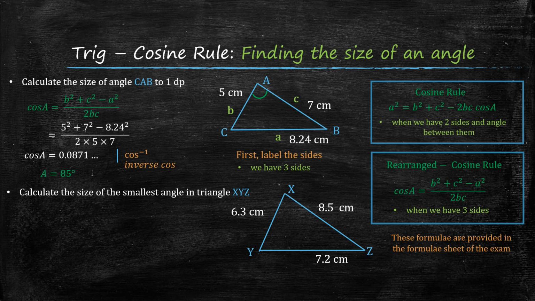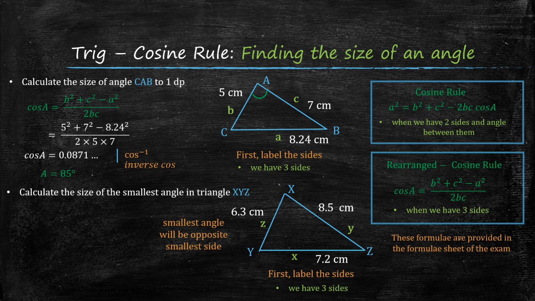Okay, in our final example on this topic, we're asked to calculate the size of the smallest angle in triangle XYZ. Now, as always, first we label the sides. So we have side X, side Y, and side Z. And the next question we need to ask ourselves is, which is the smallest angle in the triangle? We do have 3 sides and we can use the cosine rule to find the angle, but which angle is it that we need to find?